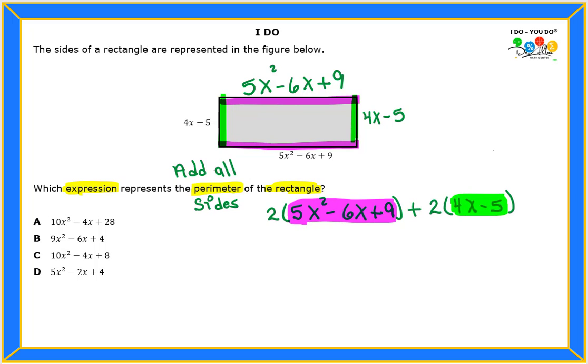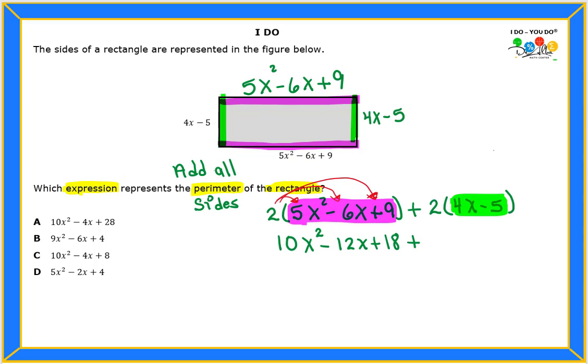Is that right? Okay, so now we're going to need to do distributive property, which means you multiply 2 times each one of the terms inside the parentheses. Okay, so let's do it. 2 times 5x squared gives me 10x squared. 2 times negative 6x is negative 12x. And 2 times 9 is 18. And we're done with the first one, right?